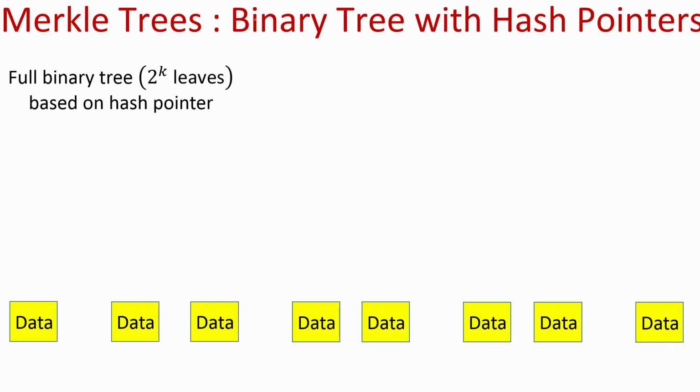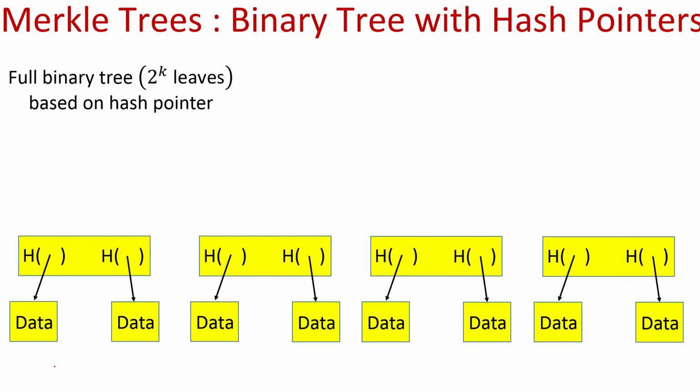You have say 2 to the power k number of leaves, and at each layer you have a node with both its left child as well as right child present. So, what we are now doing is that instead of implementing the binary tree with standard pointers, we now replace those standard pointers using hash pointers. So, we imagine that we have say 2 to the power k number of data blocks. In this example I am taking 8 blocks.